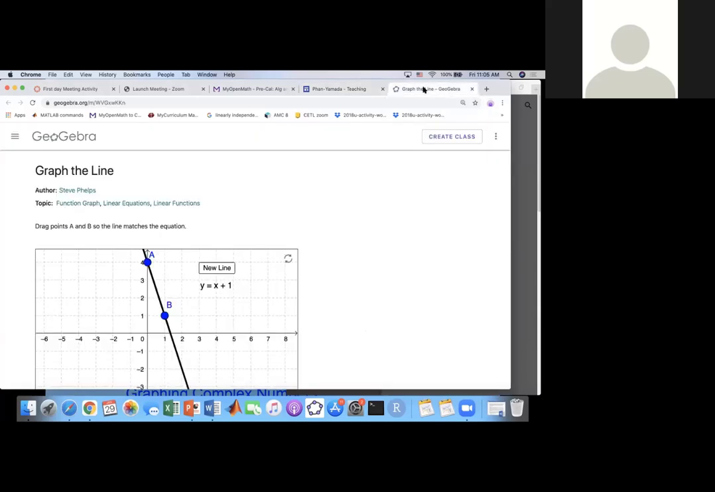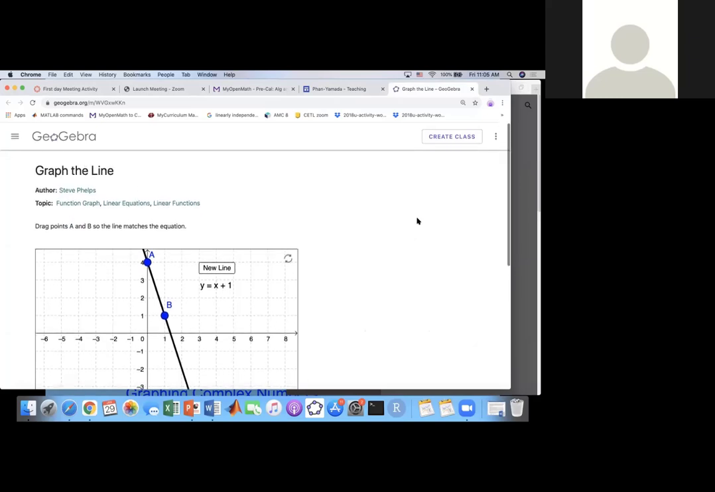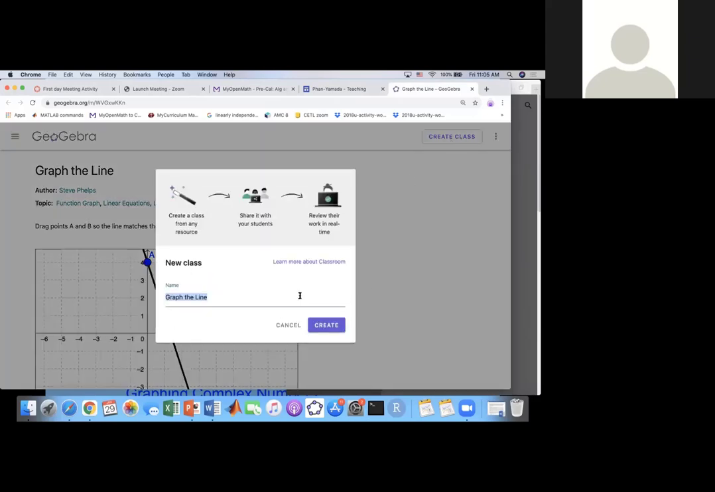GeoGebra has a very nice feature: it's online and students don't need anything, they just click on it and then work. So I'm going to do it like this. You go to this website, and I'm going to create a class. You need a GeoGebra account, which you can create instantly. So I'm going to create this class right here, and I give my name and the name for the class, demo, and then I create it.